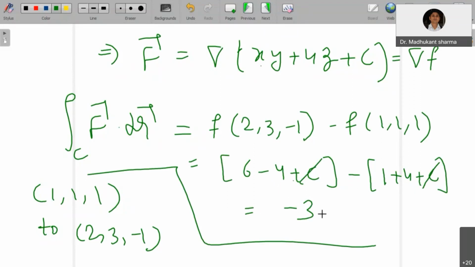Okay? Right. Now, if you have any question, you can ask. Sir, we didn't check the condition, like for exactness. There is a condition, like open connected, and then we can say, as the theorem was like that, no?